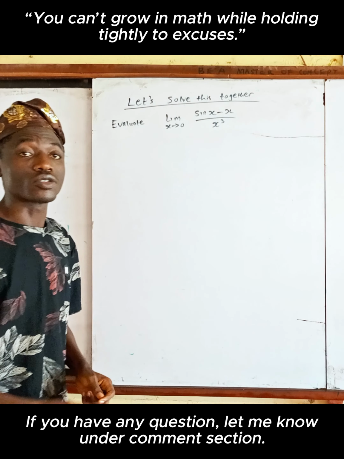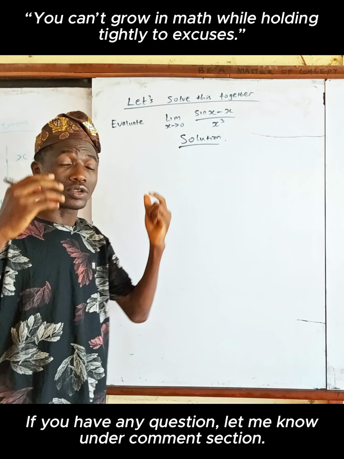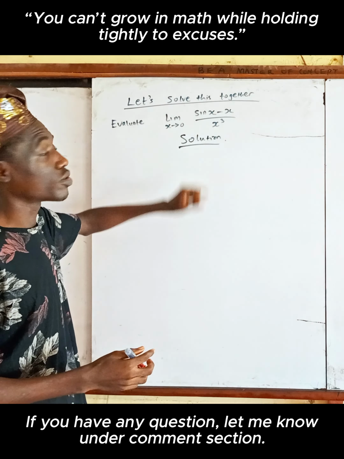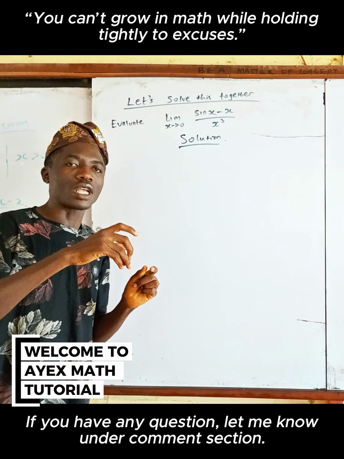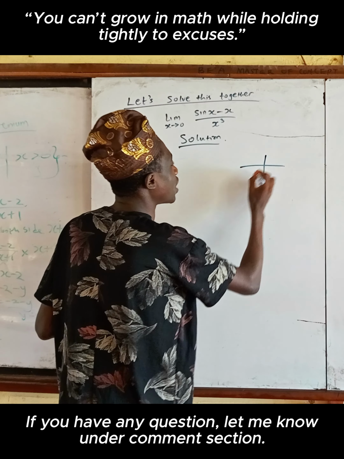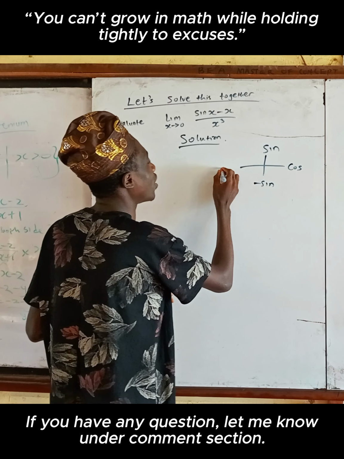Let's look at this question together. Solution. One thing we first want you to have knowledge about in this aspect of calculus is how to differentiate whenever you're having sine. What are you going to have? Have your four cardinal points like this. We have sine, we have cos, we have minus sine, and we have minus cos.